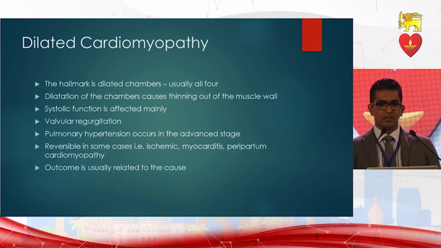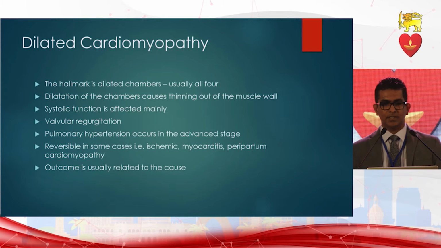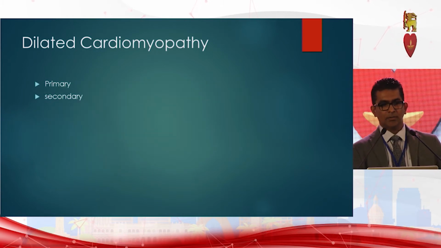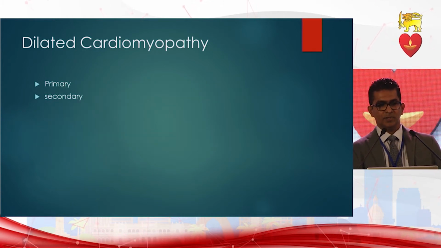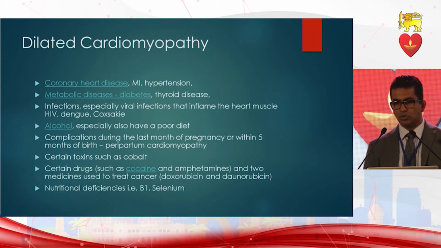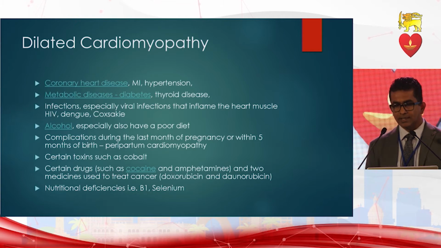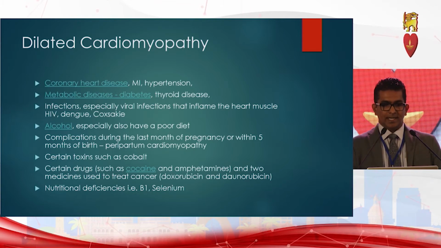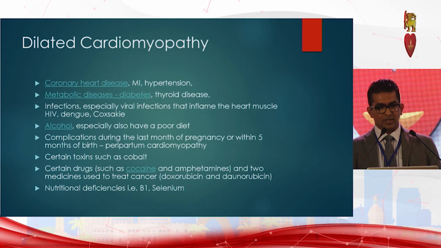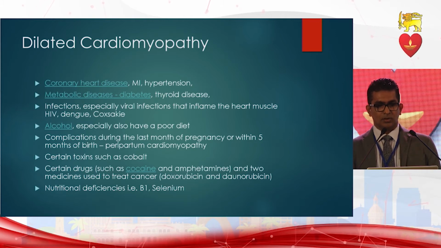So you can see there are so many different causes. The outcome actually depends on the cause. So there are primary and secondary types. So primary type, usually there is no cause. Usually it runs in families, so it has a genetic origin. So secondary ones, commonest one being the coronary heart disease.